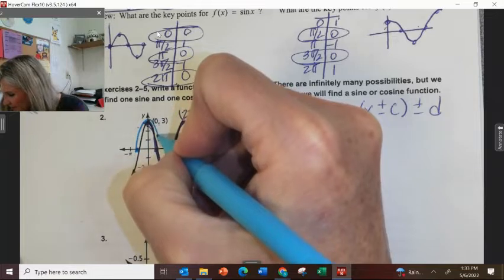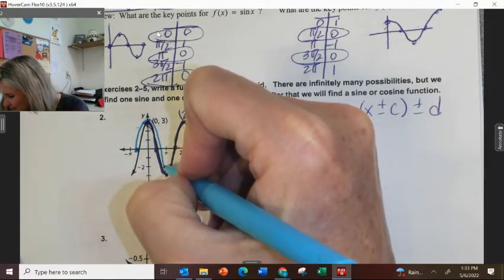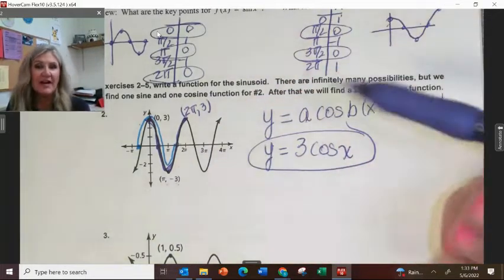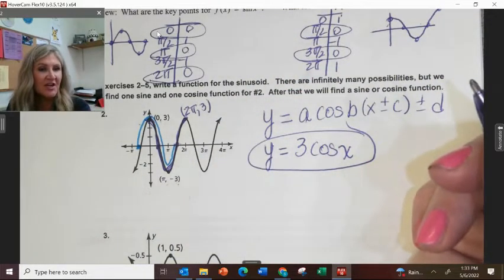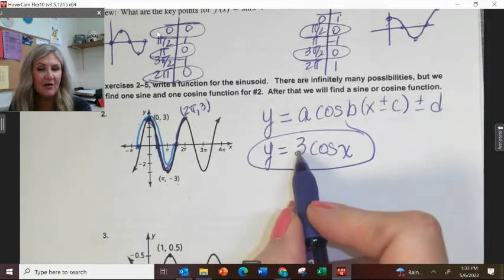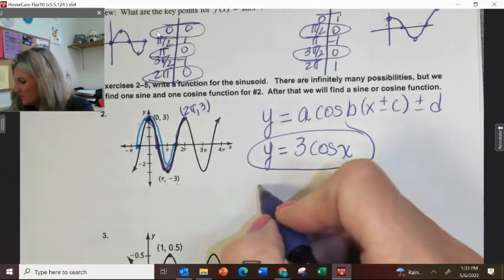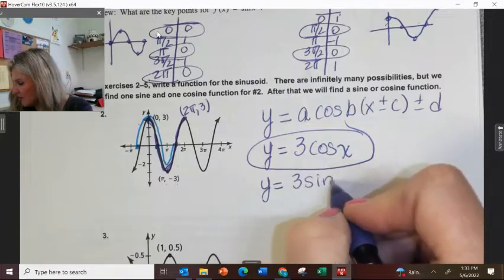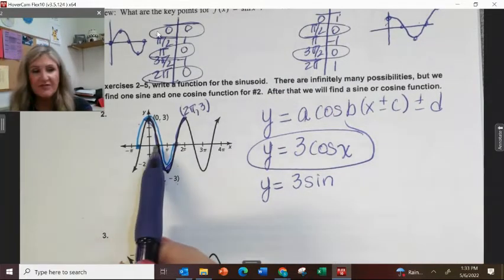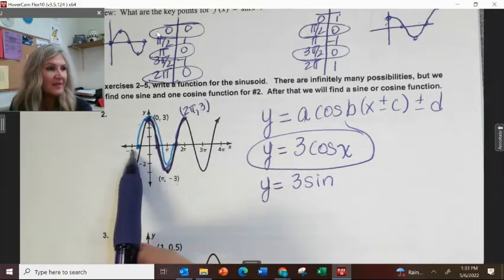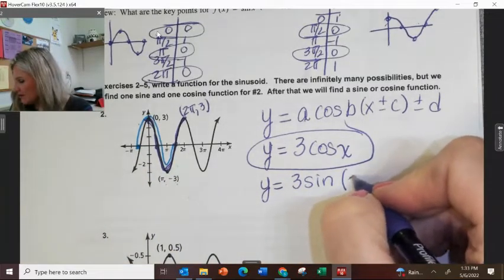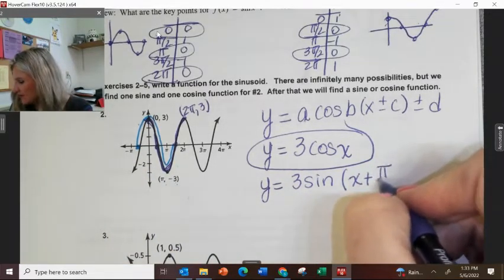I'm going to go over it a little bit off so you can see it better. So we're looking at that, okay? That would give us just a normal sine curve with no change in the coefficient. So we would know this would be y equals 3 sine, but this was shifted which way? Left. So what am I going to have to replace x with? X plus pi over 2.